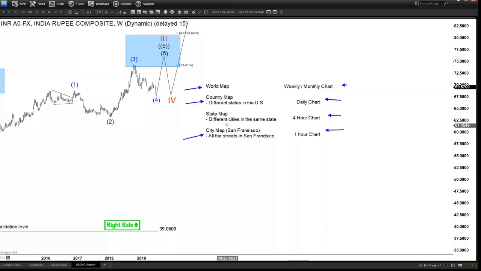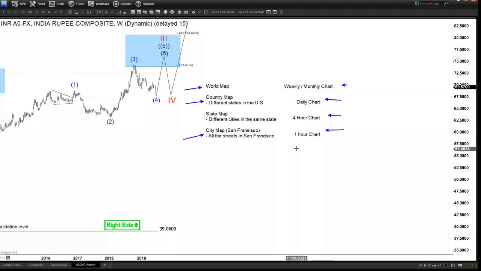Like the state map and the city map, they should be consistent. Basically, they should not contradict one another, right? The same way, when you look at the 1 hour chart, it should fit within the 4 hour chart, and the 4 hour chart should fit within the daily, and the daily within the weekly and the monthly chart. So then you apply the different degrees.